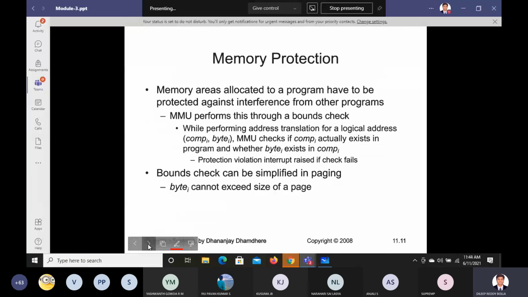After that, how do we have memory protection? This memory management unit is able to provide that. If you have a valid byte address, you are able to access it, or if not, you cannot use it. We can check this using the simplified paging technique. The byte address cannot exceed the size of the page.